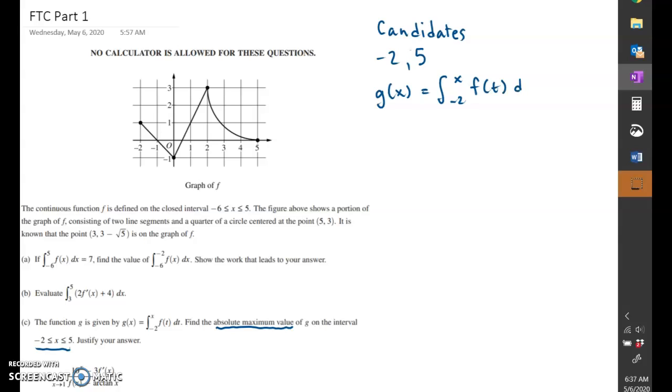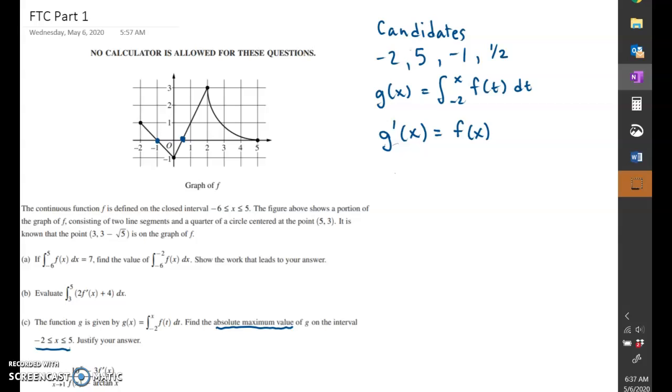So I'm going to take a derivative of that, so G prime, and here's the first part of the fundamental theorem. Take a derivative of the integral, you wind up at f of x. So G prime is going to be f of x, and I want to know when is G prime 0, so it's going to be 0 at -1, +1/2, and 5, but 5 is already a candidate.